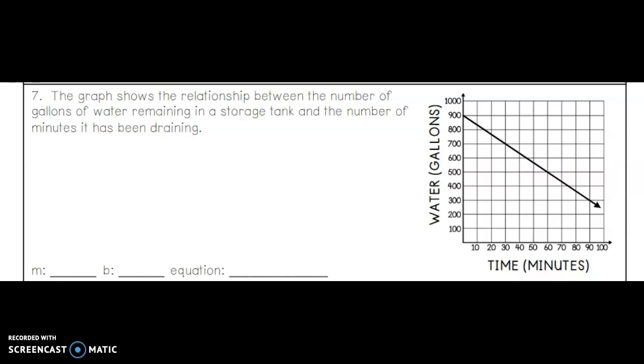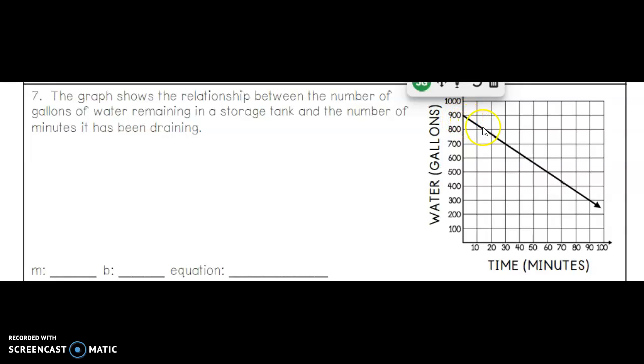Okay, so the graphs give us the same information as the table. It's just represented in a different visual diagram. So it says the graph shows the relationship between the number of gallons of water remaining in a storage tank and the number of minutes that it has been draining. So the first thing that comes to mind with a personal situation is a swimming pool. You put water in the swimming pool, you drain water out of the swimming pool, and so we have a water storage tank that is starting with 900 gallons in the tank.